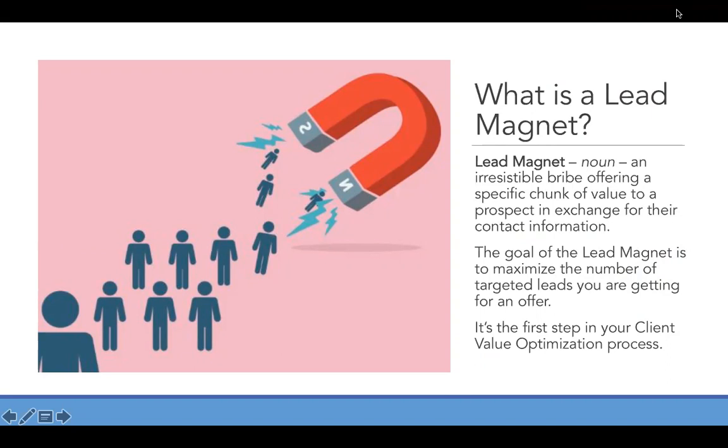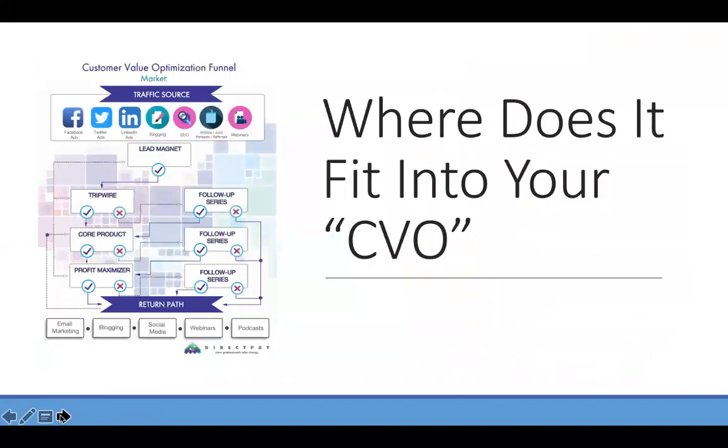So basically, it's the first step in our client optimization process. So what is that? Basically, as I say, it's your sales funnel. As the image shows at the top of the screen here, the traffic that we generate is going to come from a number of sources. More often than not these days, you see a lot coming from social media, Facebook, Twitter, LinkedIn, YouTube, etc.